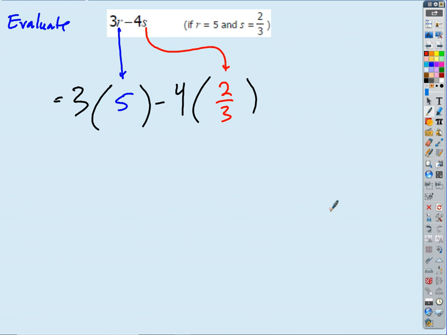So the first part is pretty simple. 3 times 5 is what? 15, no problem. The second part, a little tougher. We got to remember how we multiply by fractions. So 4 times 2/3. Any suggestions how we might do that? What do you think? You multiply the denominator. Now, hold on now. You're on the right track, but let's make an adjustment here.